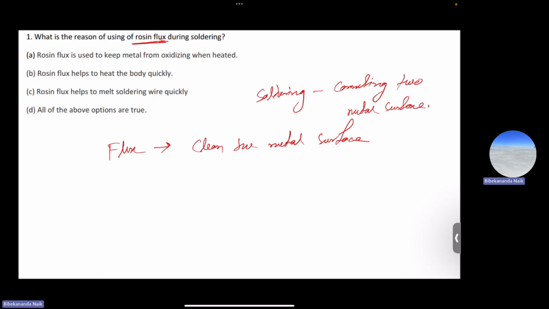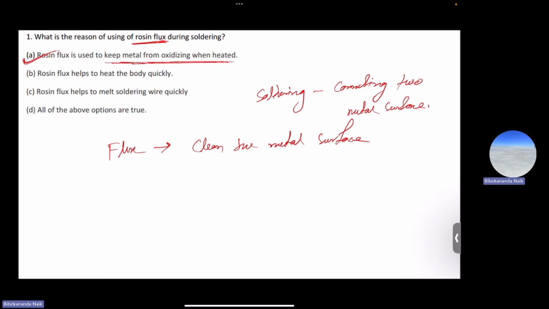Because when any surface is exposed to air, due to the presence of oxygen in the air, it gets oxides, and oxide is a form of junk like we see in iron. So it is basically the formation of oxides over iron which results in improper connection. So flux is used to keep the metal from oxidizing when heated. So option A will be the correct option. Oxides are formed when the metal is exposed to air, and they prevent the formation of good joints. So in order to overcome those phenomena, we use rosin flux.